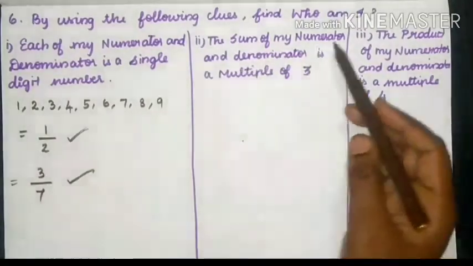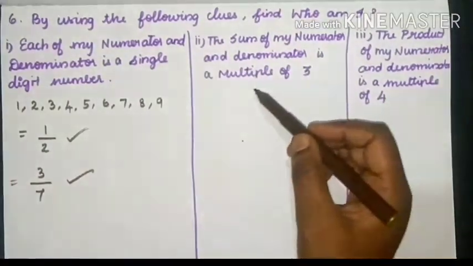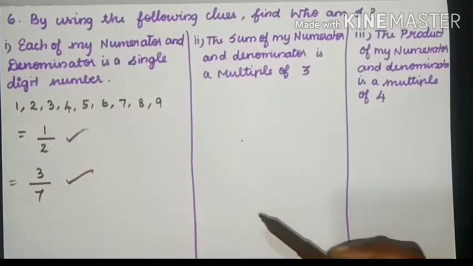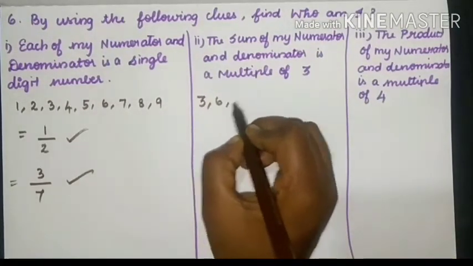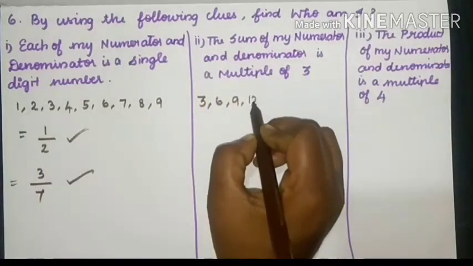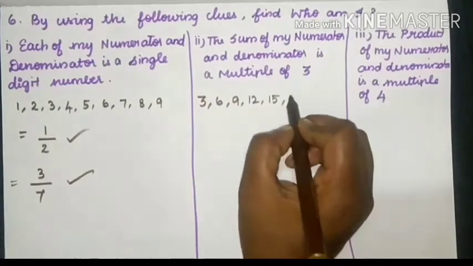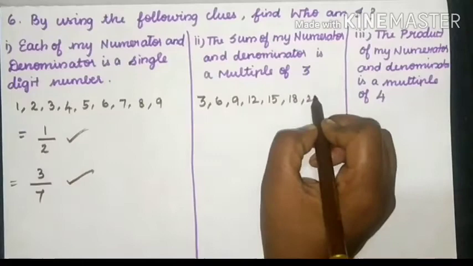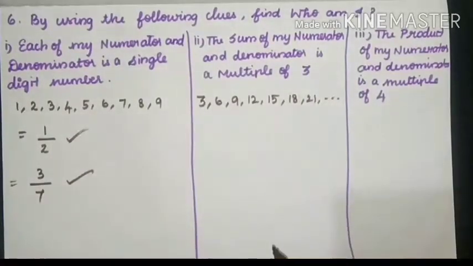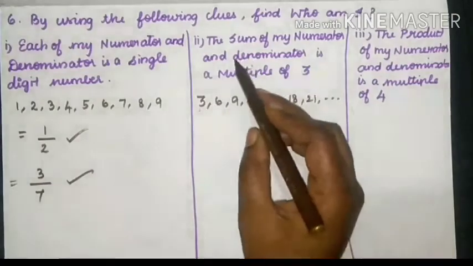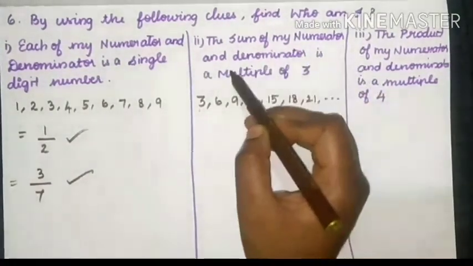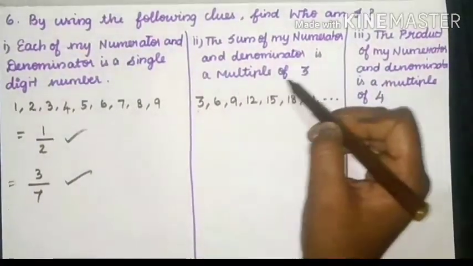Let's move on to the second clue. The sum of my numerator and denominator is a multiple of 3. First you have to write the multiples of 3: 3, 6, 9, 12, 15, 18, 21 and it goes on. First let's find it for these two numbers.